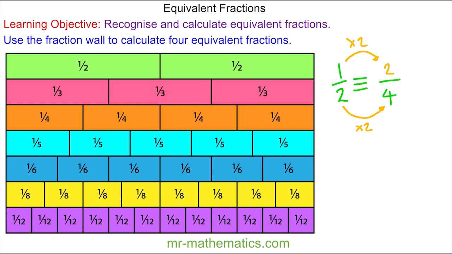If we were to look at thirds, we can say 2/3 here is equivalent to how many twelfths? Well, we have 3 multiplied by 4 is 12. We do the same to the numerator, and 2 multiplied by 4 is 8. So you can see that 2/3 is equivalent to 8/12. Again, they line up perfectly here.